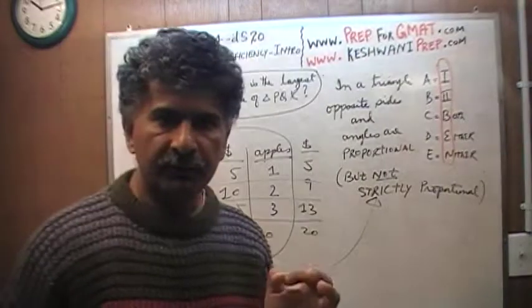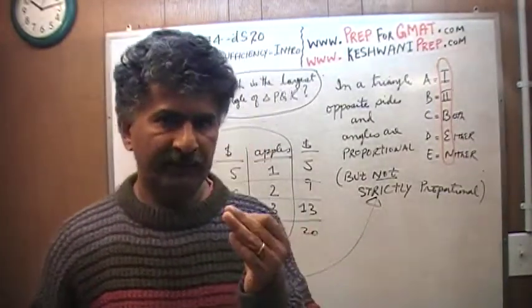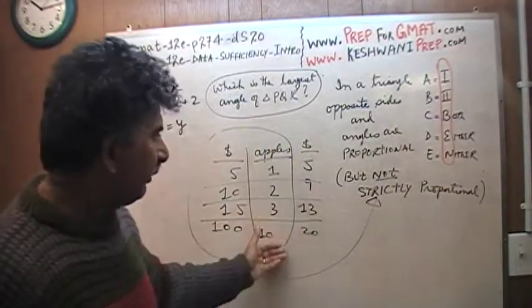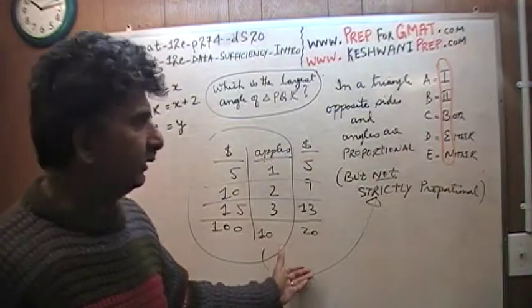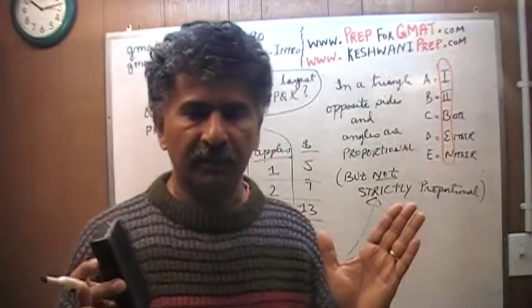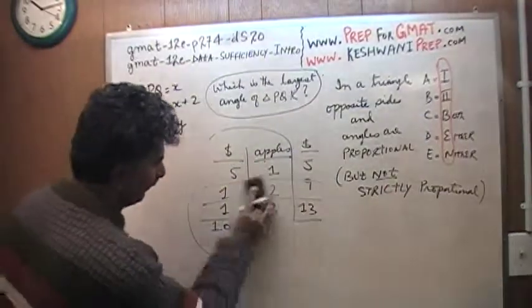The proportionality is strict. For every one apple that we buy, the amount of money that we have to spend goes up by exactly $5. Whereas in the other case, all it says is that the more apples you buy, the more money you have to spend. That is what's true in a triangle. The opposite sides and angles are proportional. In other words, let me erase all of this now. You don't need any of this.